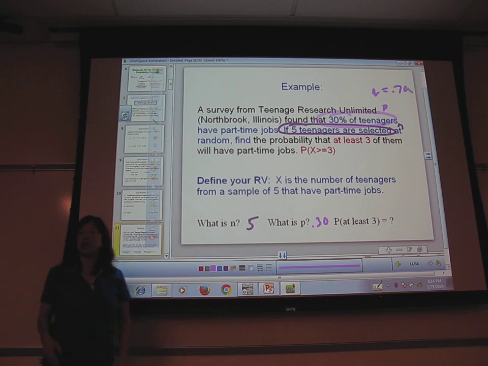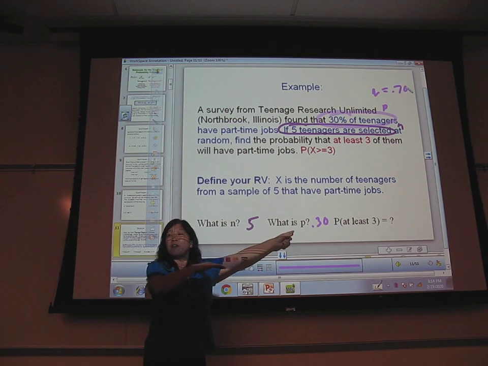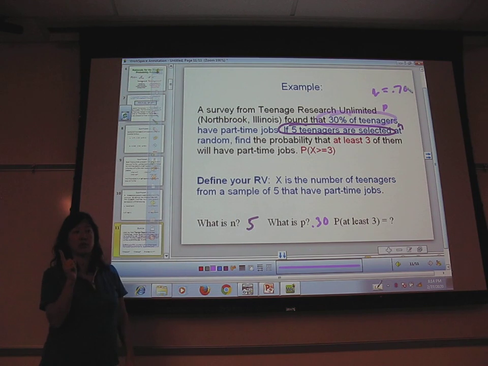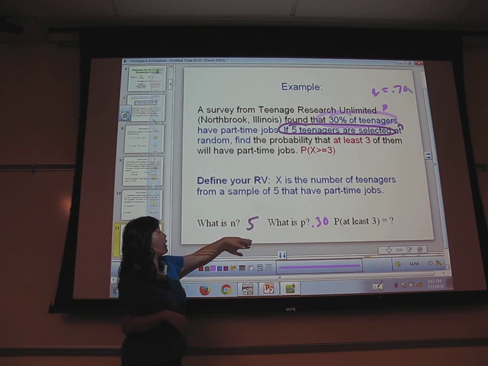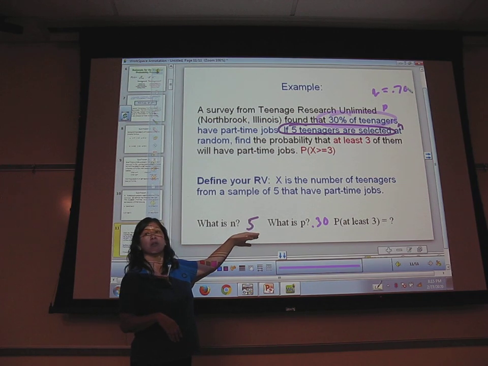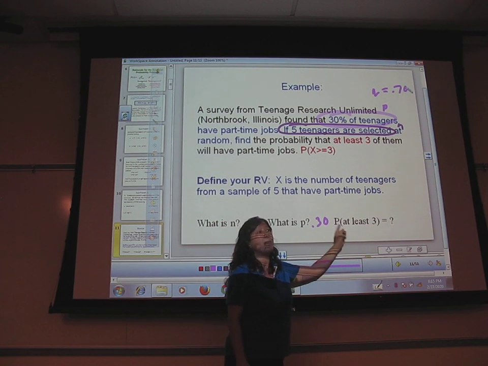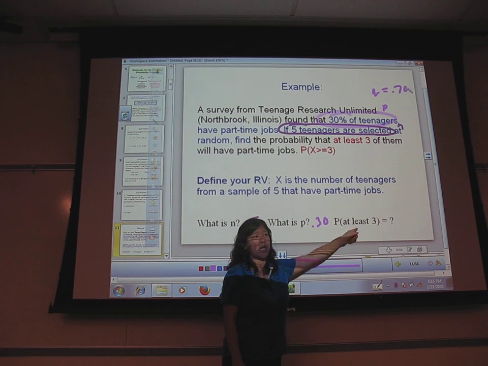So let's take a look at that for a second. The n and p are fixed. They do not change at all, ever. X is the thing that changes. So x can be anything from what to what? 0 to 5. My x will vary from 0 to 5. Depending on that, the big P, the probability, will change.